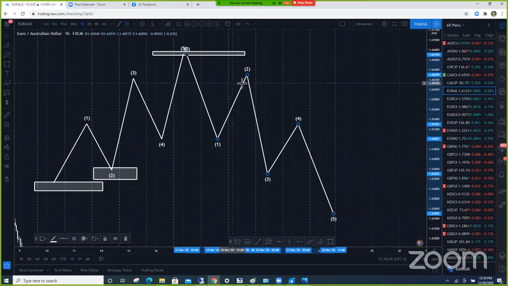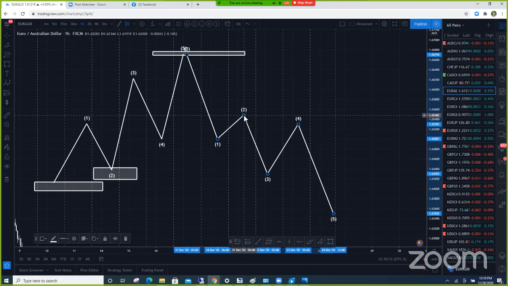Now, the trick is, how do you know if the market is going to just go here and go down, or is it going to go all the way up here and go down?